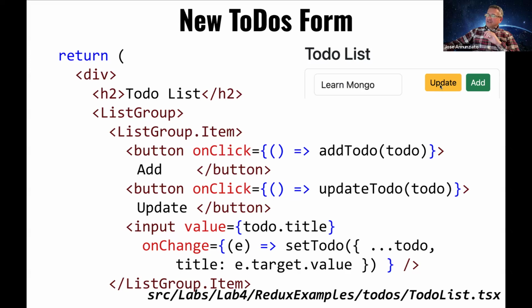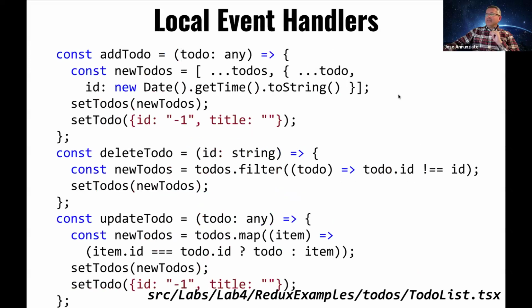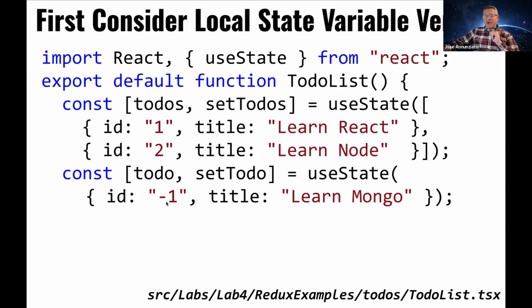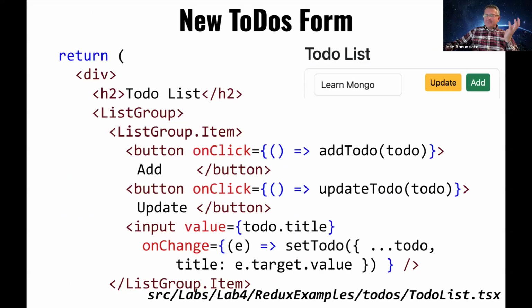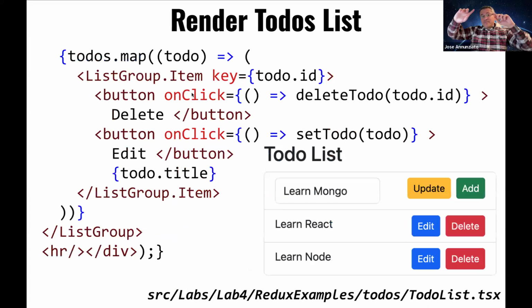So update should, if the ID is -1, that probably means that you haven't selected the to-do that you want to edit. Only if you click on edit, then the ID is different, and then you should be able to edit it. I didn't go as far as doing that, but it would make more sense. So yeah, this one allows me to edit, add, or update, and then the iteration, the loop.